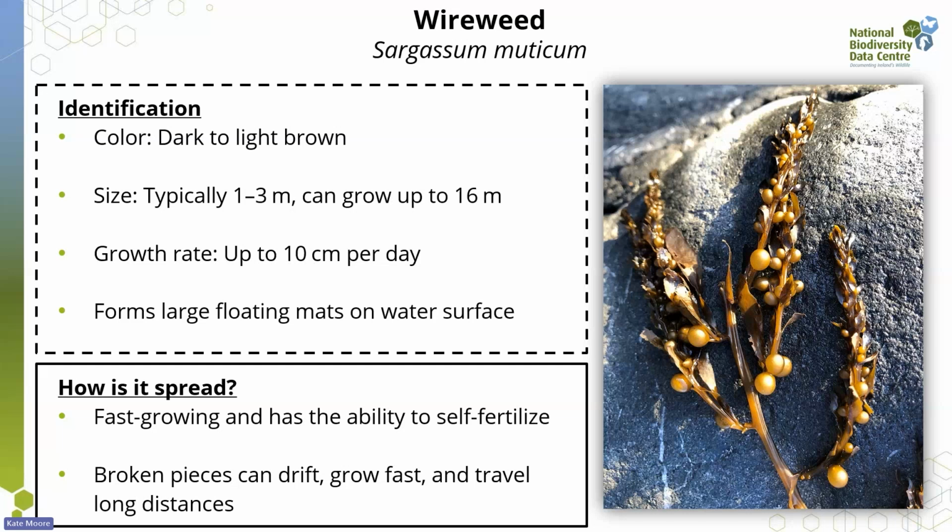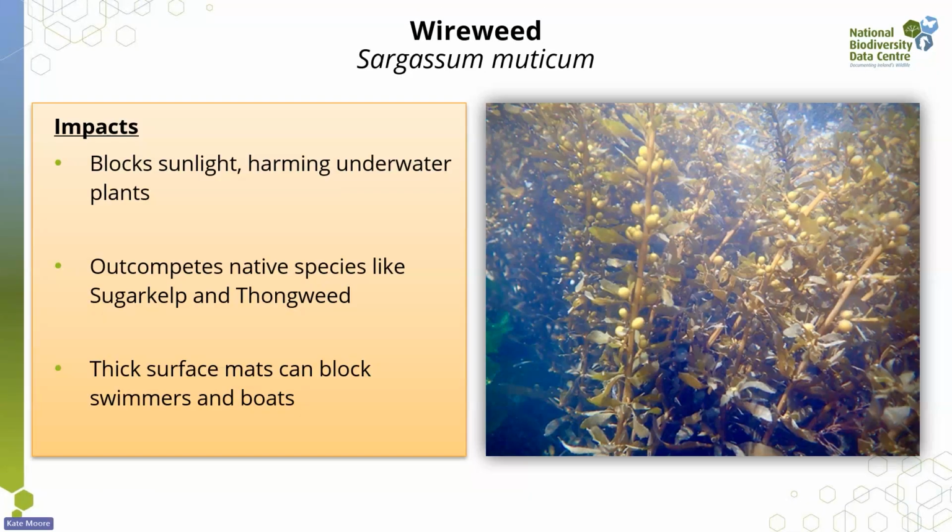So how does this species spread? So it's very fast growing, and it has the ability to self-fertilize. And broken pieces of the plant will drift, grow very quickly, and travel over long distances. So what impacts does wireweed have on our environment? So like lagarosiphon, it has the ability to block sunlight from underwater plants. It also outcompetes some of our native species, and it forms thick surface mats along the water, which actually can inhibit swimmers and boats.